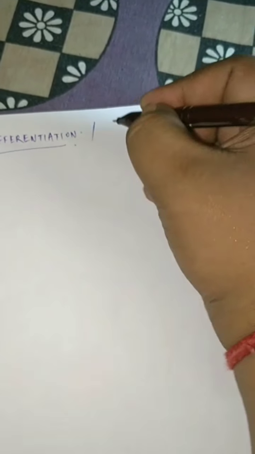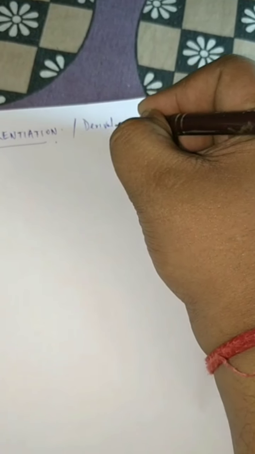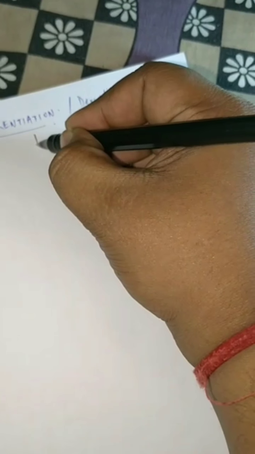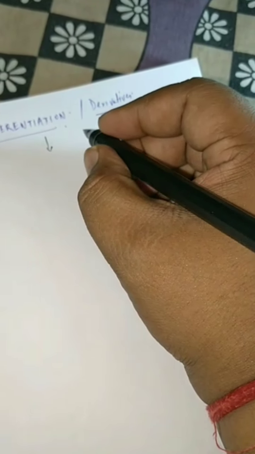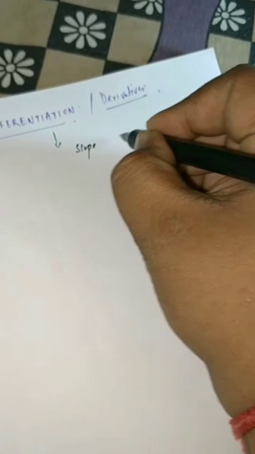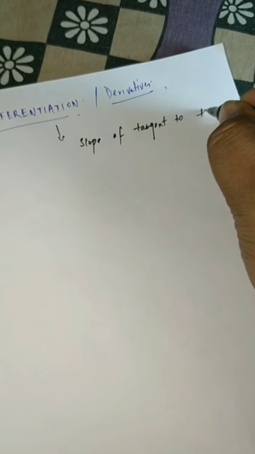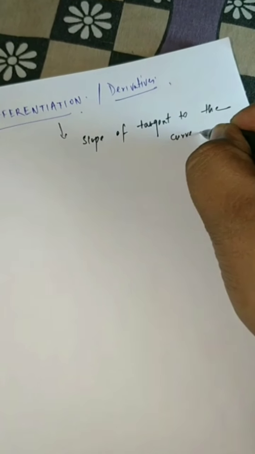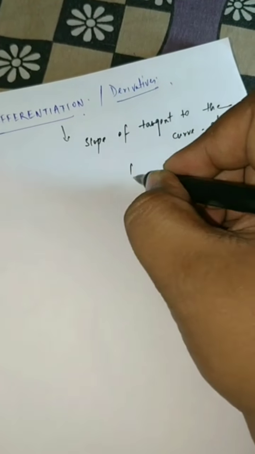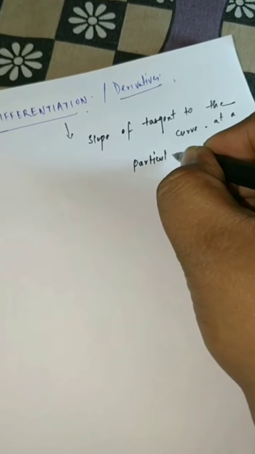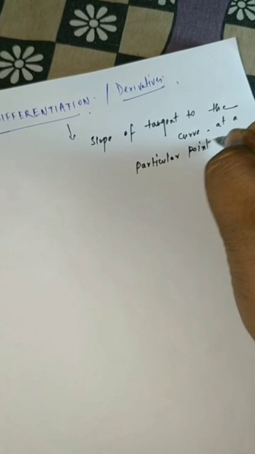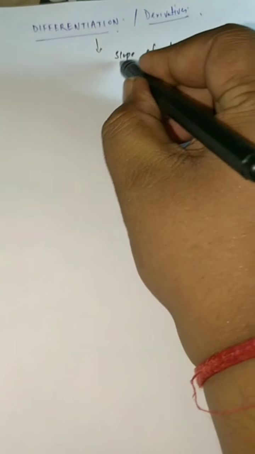Differentiation. It is also known as derivatives. What we actually do in this particular topic, let me just give you the definition of what differentiation is all about. We find the slope of the tangent to the curve, let us say at a particular point. So what is the meaning of this word slope, tangent and then curve?